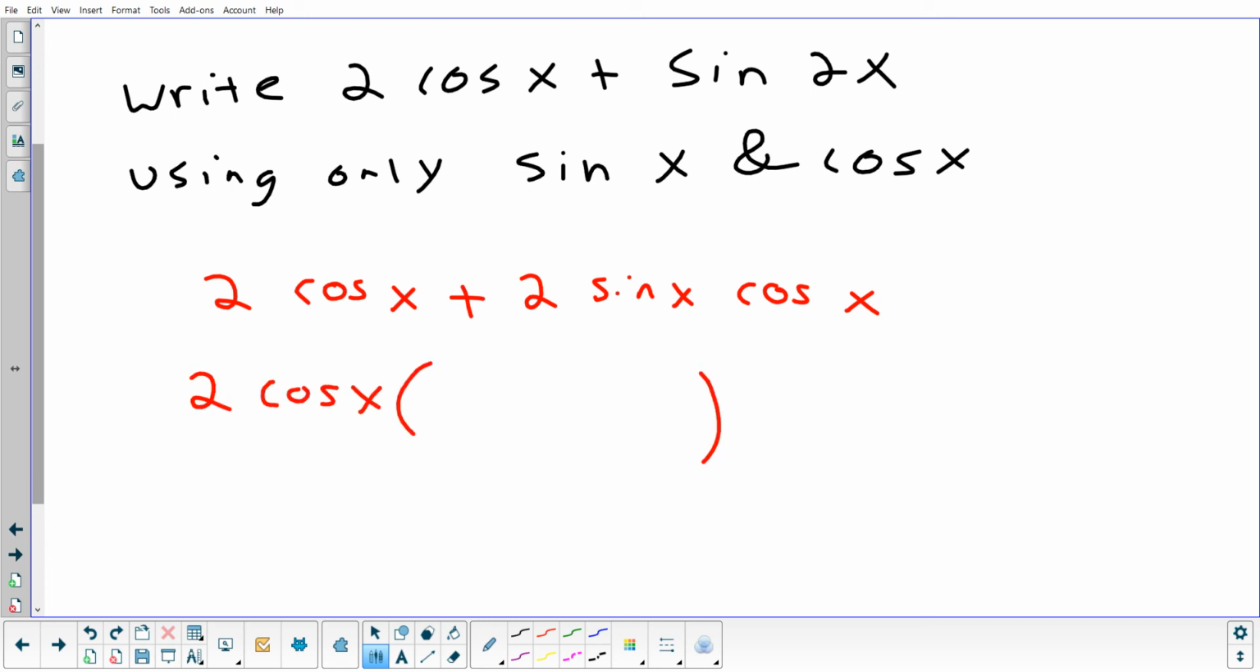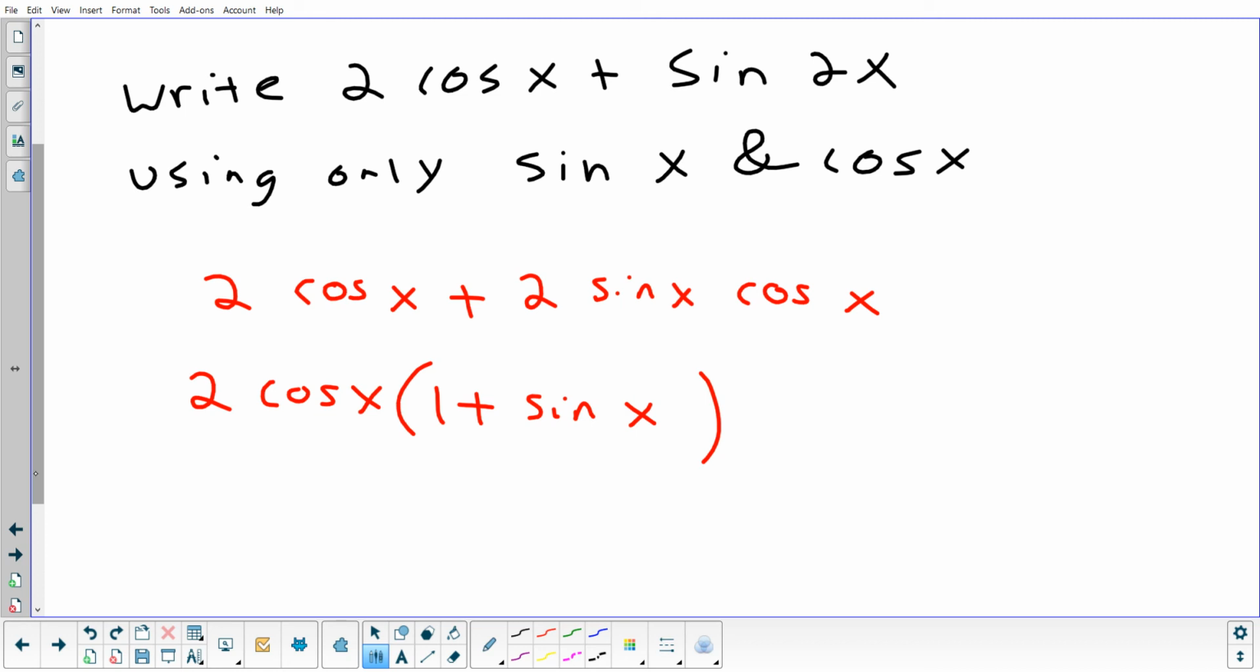What would be left if I factor out 2 cosine x inside the parentheses? Sine x. 1 plus sine x. Now that it's factored, if we had to set that equal to 0, that's 2 very simple expressions to solve. Set that equal to 0, you just have to divide each side by 2 and then do an inverse cosine. To set that equal to 0, you just minus the 1 and then do an inverse sine.